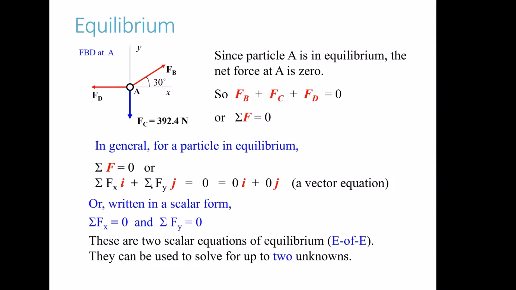So we could also write this as the summation of the forces in the x direction equals 0, and the summation of the forces in the y direction equals 0. These are the equations of equilibrium; this author uses E of E. One of the things we recognize here is that we have two independent equations, one here and one here. So we have the ability to find up to two unknowns. Which is good, because we already know the tension in this one, FC. So FD and FB are the ones we need to find.